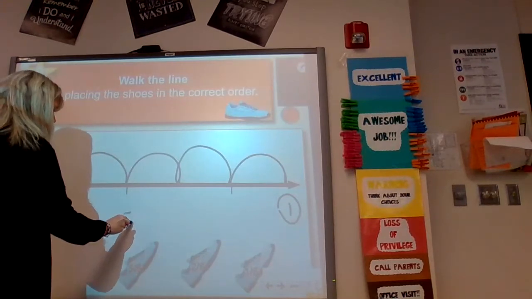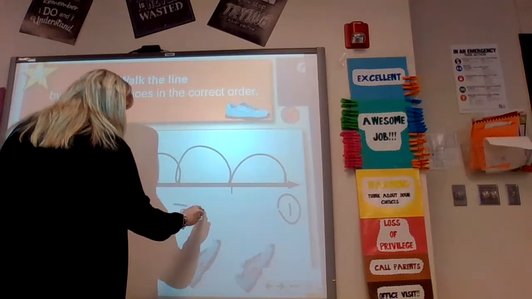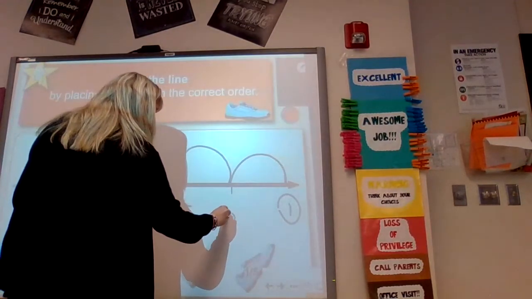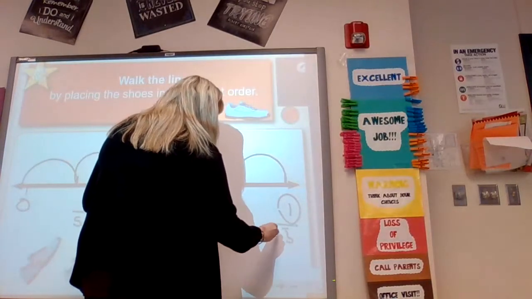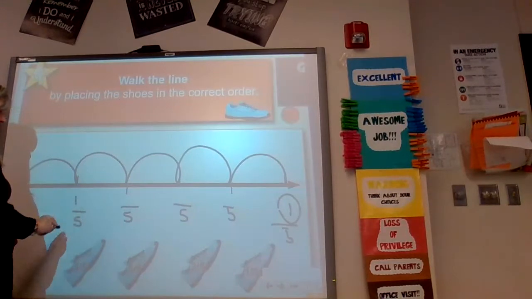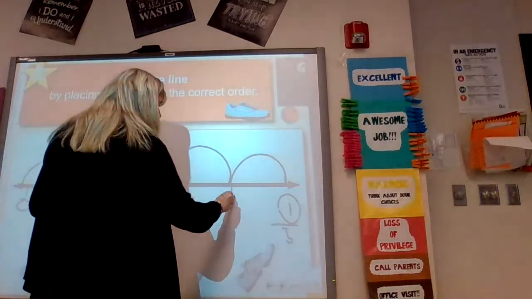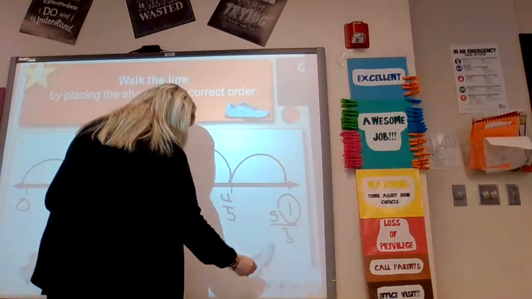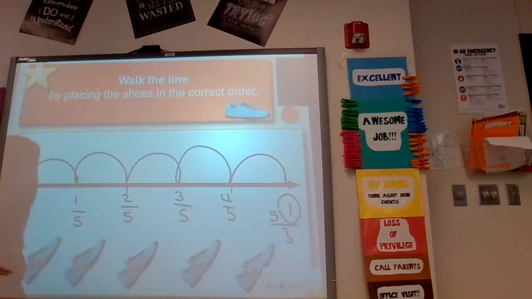There's a fifth. There's a fifth. There's a fifth. There's a fifth. All right. Well, I know this first piece has to be 1/5, 2/5, 3/5, 4/5, and 5/5, which is the same as 1.